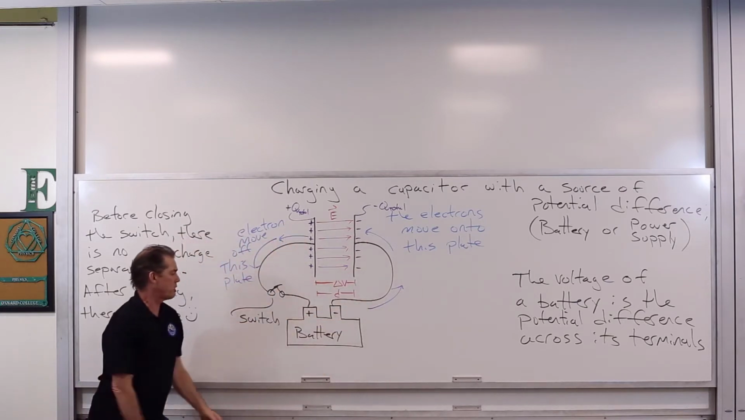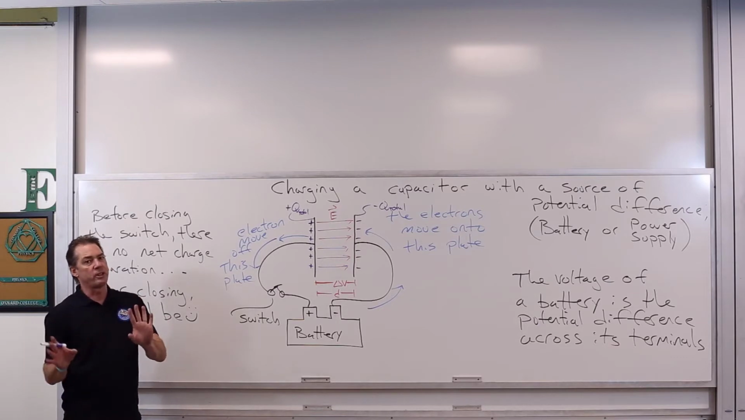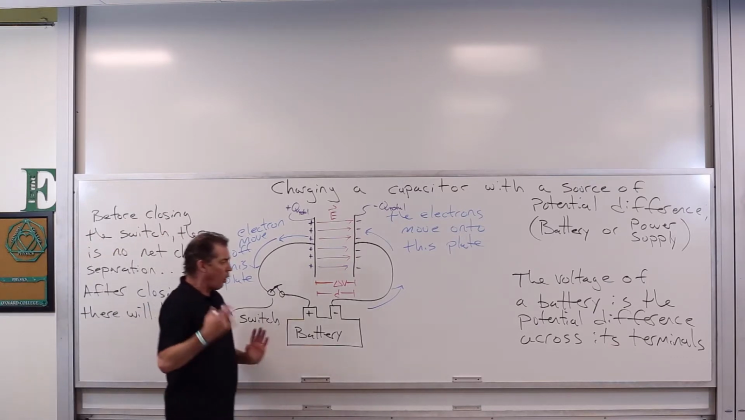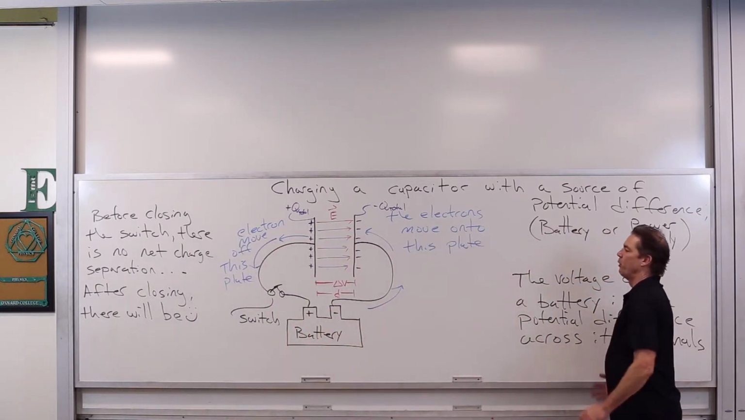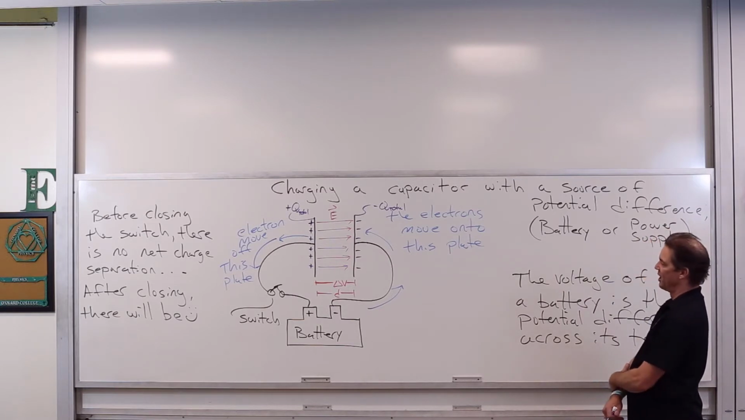So the potential difference across the sheets is the same as the voltage of the battery itself once it's fully charged. Now again, it takes time for the electrons to move and produce that overall effect, but that's the terminal case in a sense. Fully charged, potential difference across the plates is equal to that of the source.